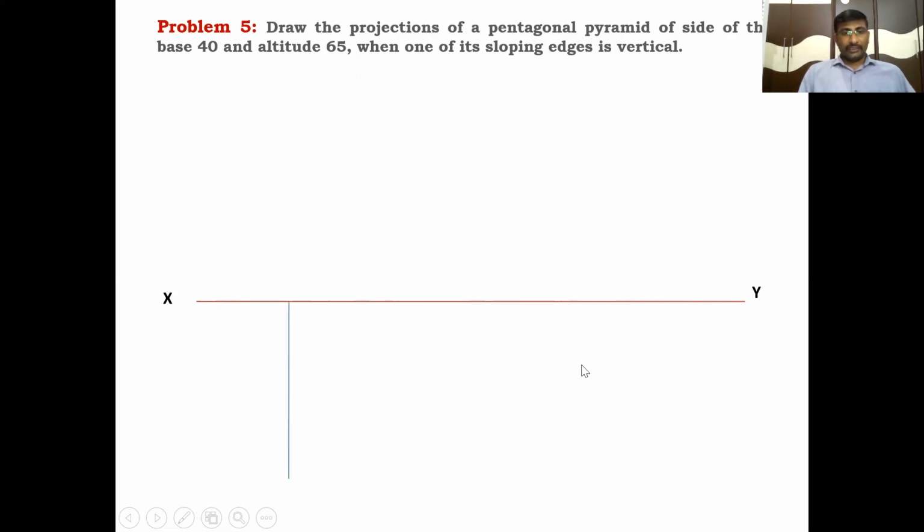Clear? And draw a perpendicular line to the XY line and draw a base edge, the pentagonal base edge of 40 mm side, somewhere else. Take a point somewhere there, place another point at a distance of 40 mm from it, and join those 2 points with a dark pencil. This is one of the sides of the pentagon.